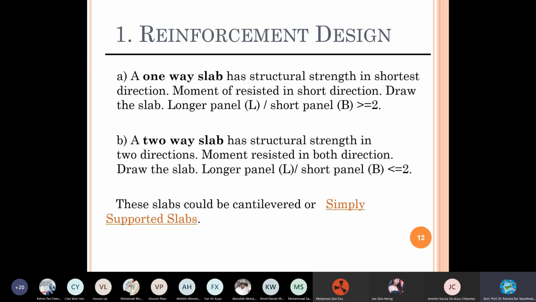These slabs could be cantilevered or simply supported. Cantilever means supported at one end only. Simply supported means supported on both ends but not fixed. You just keep it on, like your garden bench. You go to the park, you see a bench, you are sitting on the bench, right? They are all called simply supported.